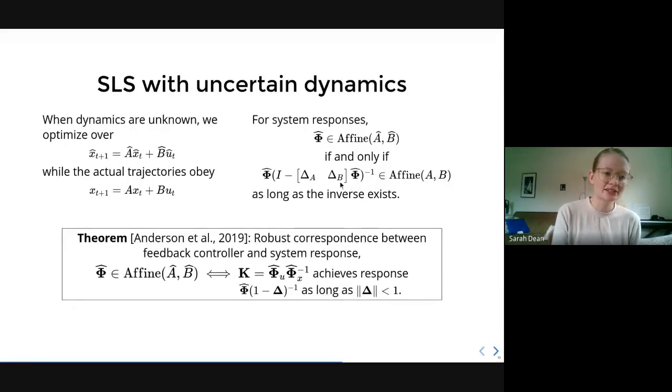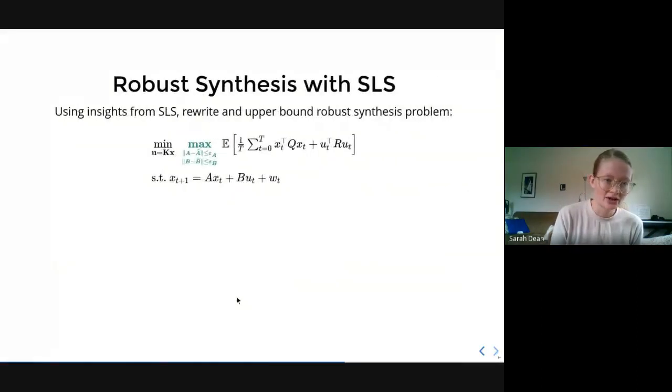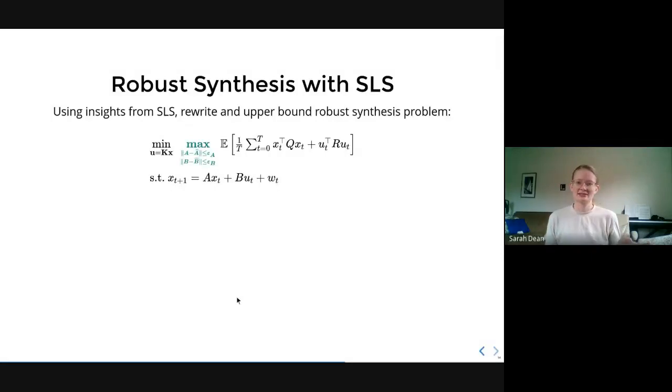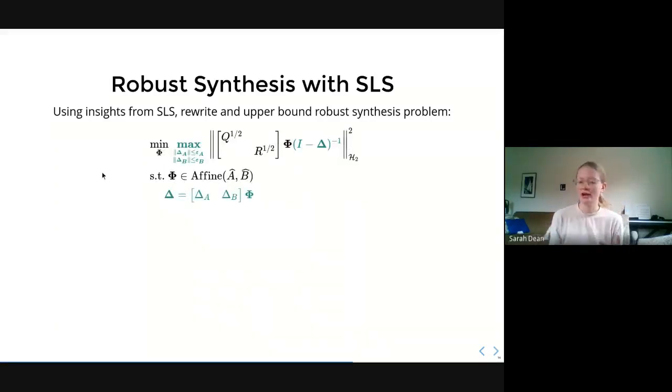So this is sort of like our key reason to use system level synthesis, is the ability to translate between what we think is going to happen using our estimated matrices and what's actually going to happen. And so we'll go back to the robust synthesis problem that we had before, where we were trying to basically do a min-max, and just rewrite it first in terms of system response variables.